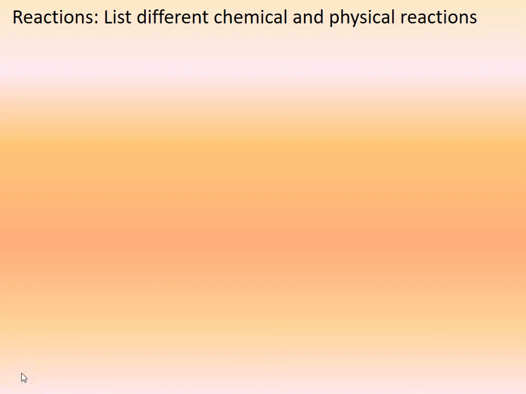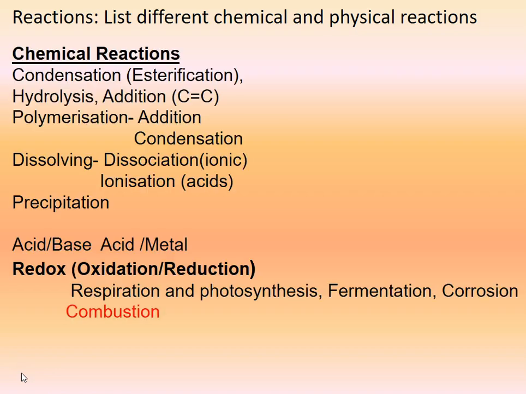Different sorts of chemical and physical reactions. Just pause the video here and try and write down as many as you can, and then I'll look at it. Okay, so chemical reactions. Condensation reaction is where you put 2 molecules together and they produce water. And hydrolysis is the opposite of that, where you're breaking one large molecule by adding water: hydro is water, and lysis means break. So you add water and you break it back into 2 again.